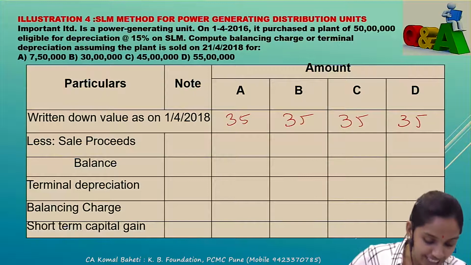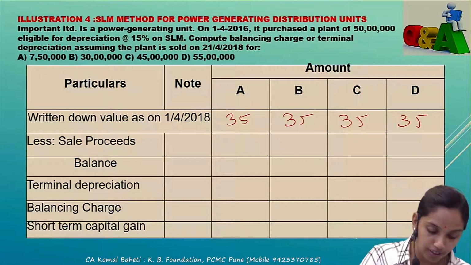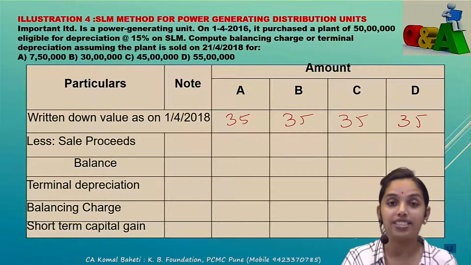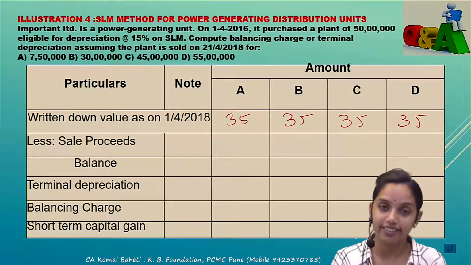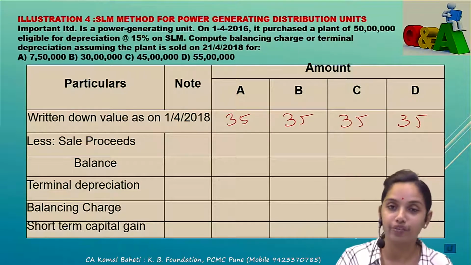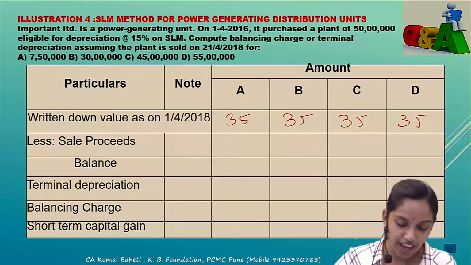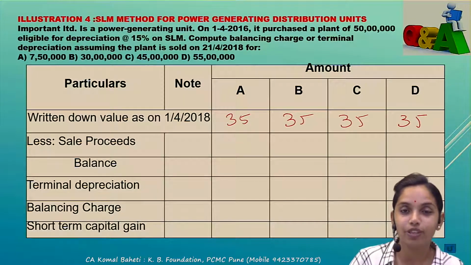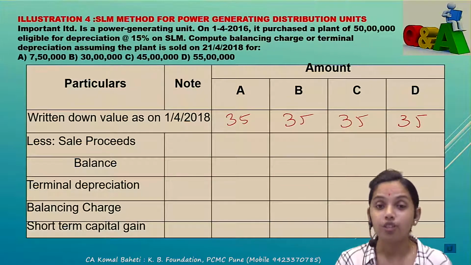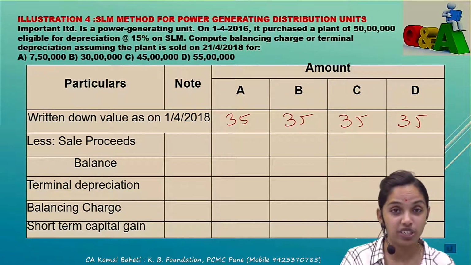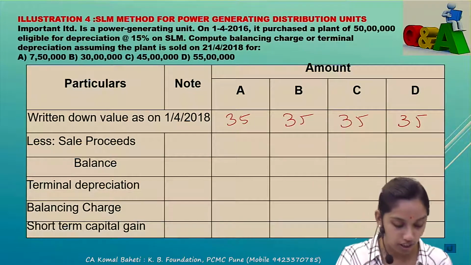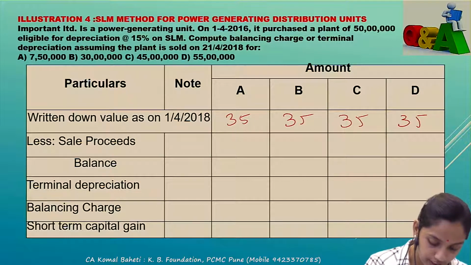Next talks about the sale proceeds. There are 4 options that have been given. It could have been sold at 7 lakh 50,000, or at 30 lakh, or at 45 lakh, or at 55 lakh. So we'll take the first one. If it has been sold at 7 lakh 50,000, then what happens? You are at a loss. The value of the asset is 35 lakh and you had sold it for only 7 lakh 50,000. So the remaining would be what? There would be a loss.